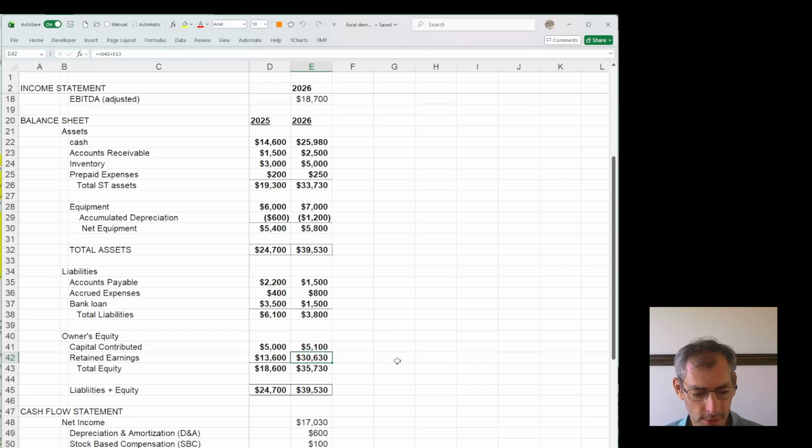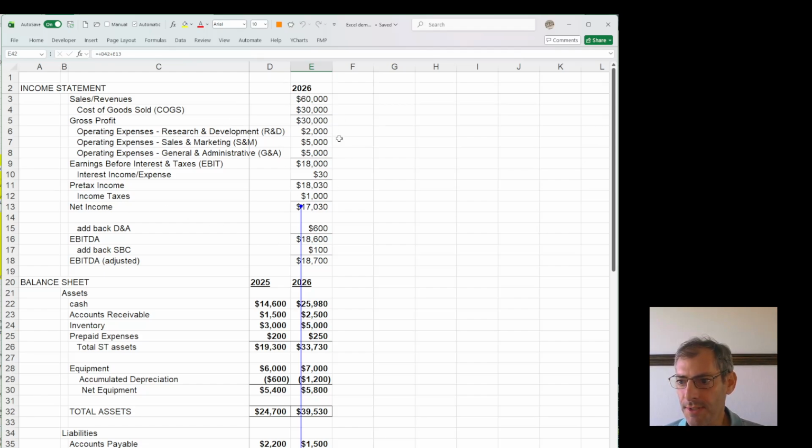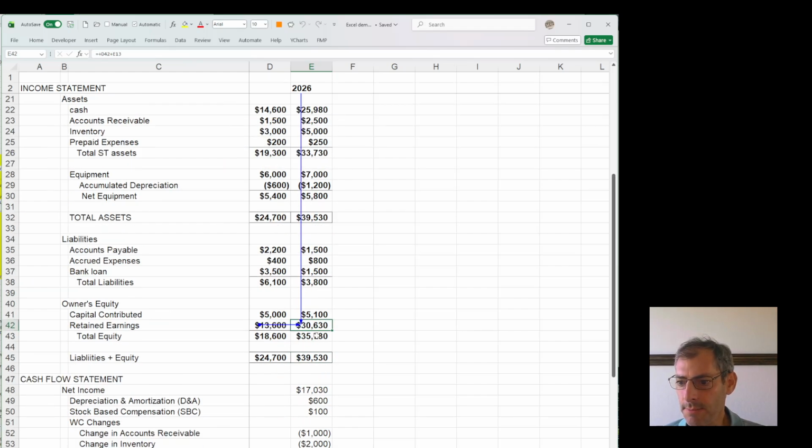Well, what happened to the retained earnings line? That is just an aggregate of all the cumulative net income. So as you see, it's going to be the prior net income, 13,600, plus whatever the net income was this year. Okay, and that gets me the new retained earnings line. And if I take those two together, I get 35,730. And now if I take my liabilities plus my equities, you'll see I get 39,530. And you'll see that 39,530 does match the assets. So the liabilities and equity do equal the assets.